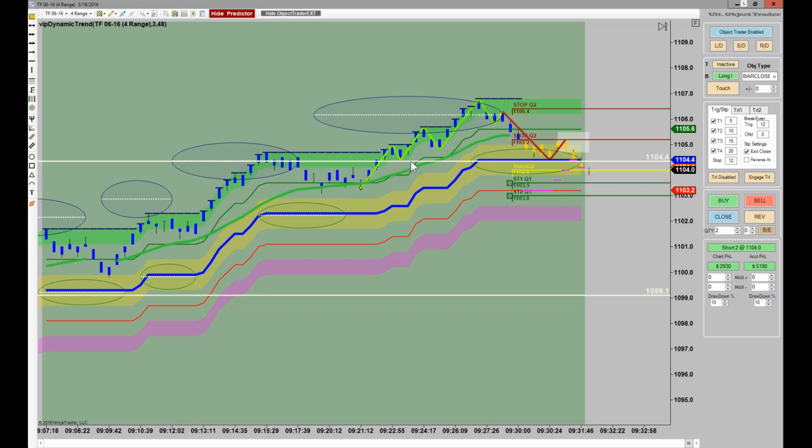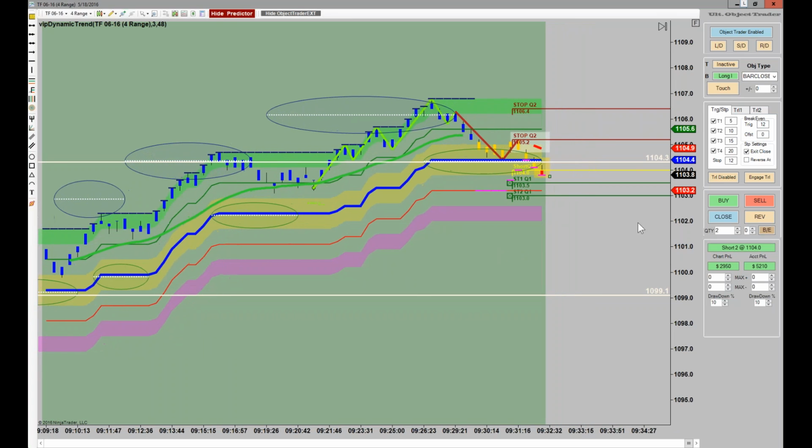Everybody see why? Took out Identified Lightning. Actually, Identified Lightning was even right here. Notice how it barely took it out. When it's above midband like that, you got to be really careful. But when it took out that secondary one right there, I was pretty sure that it was going to change.